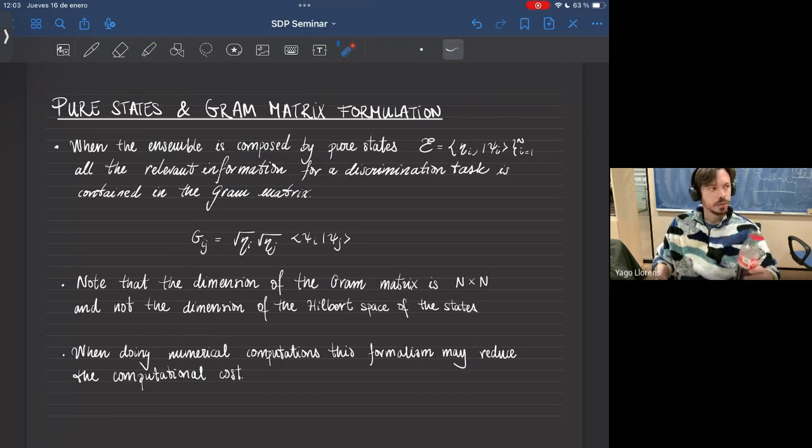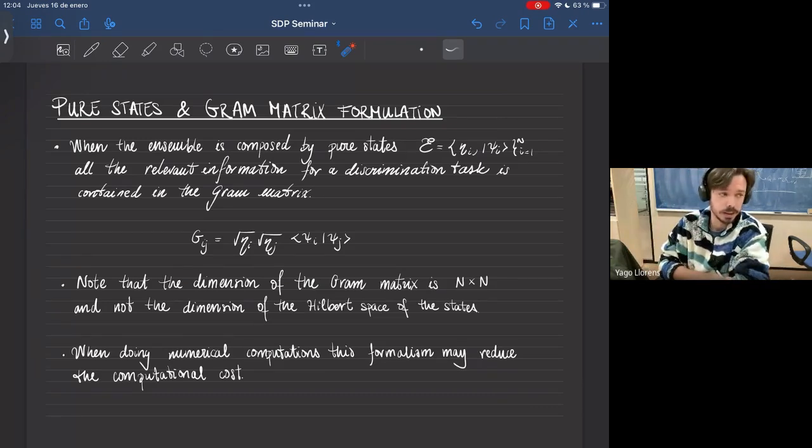This is useful for a lot of things, but the most important one is that when you work with several qubits, your dimension in principle should be 2 to the n, which can go to large numbers very easily. But the dimension of the gram matrix is n times n, so you have n squared entries, and the dimension of the Hilbert space is much greater. As I said, the gram matrix contains all the relevant information, so we are already reducing the dimension of the problem a lot, which simplifies things a lot.